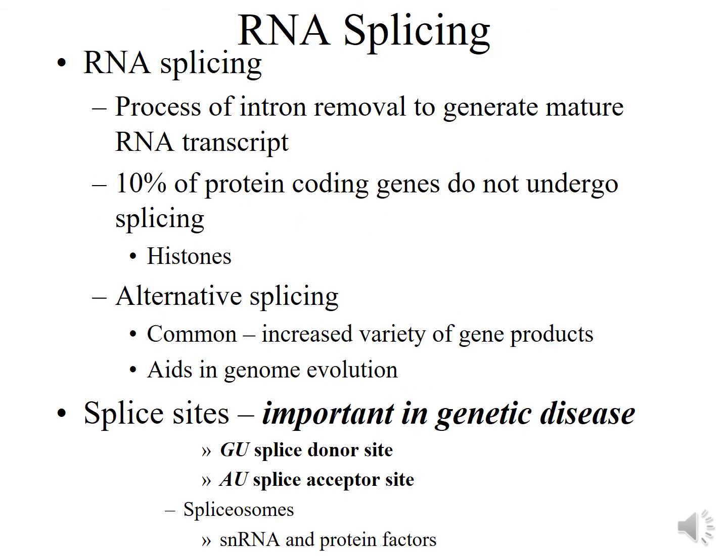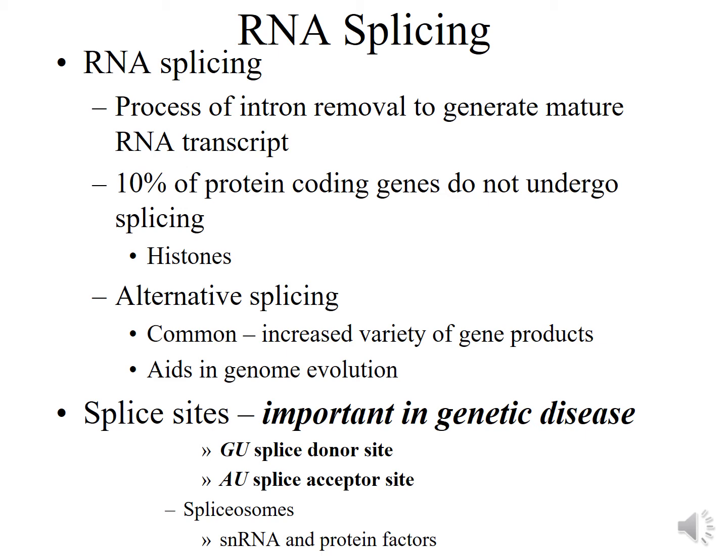RNA splicing is the process of intron removal to generate the mature RNA transcript. As widespread as RNA splicing is amongst complex genomes, approximately 10% of human protein coding genes do not undergo RNA splicing. And so that means that these genes, or the genes that encode histone proteins, are comprised of a single exon.